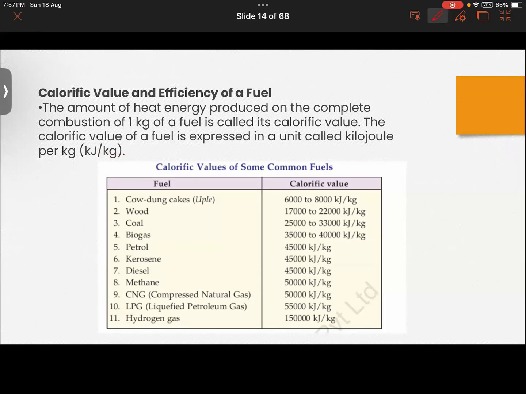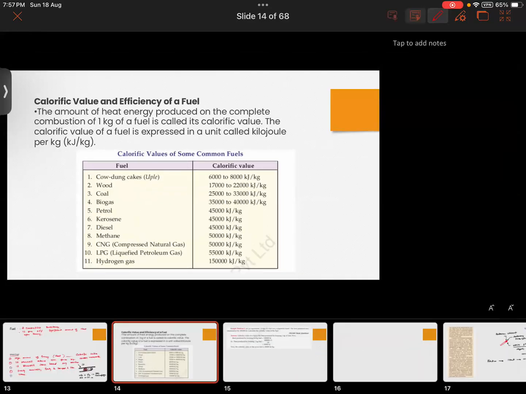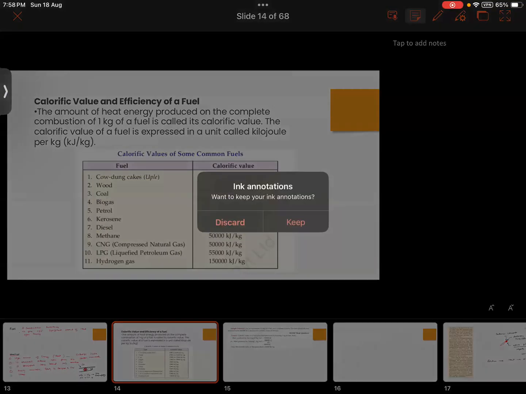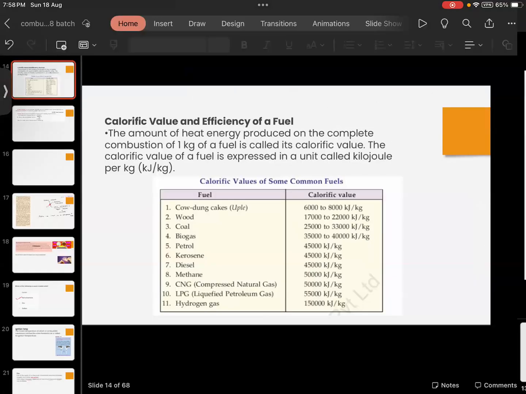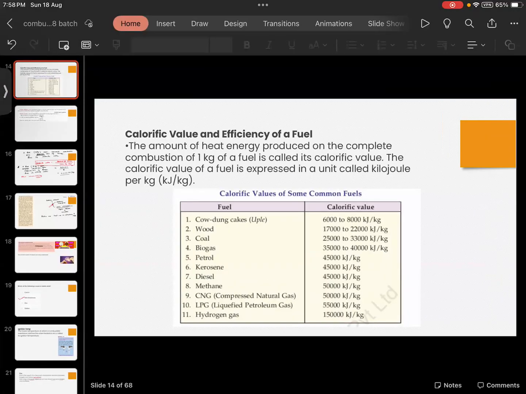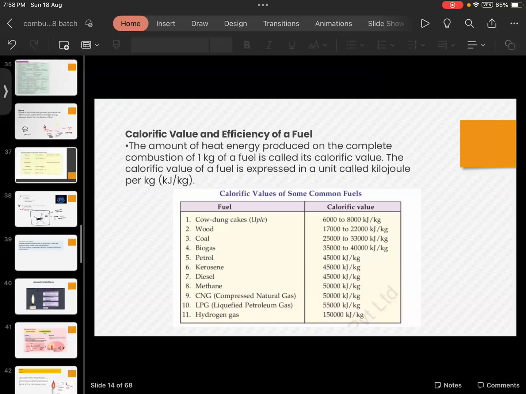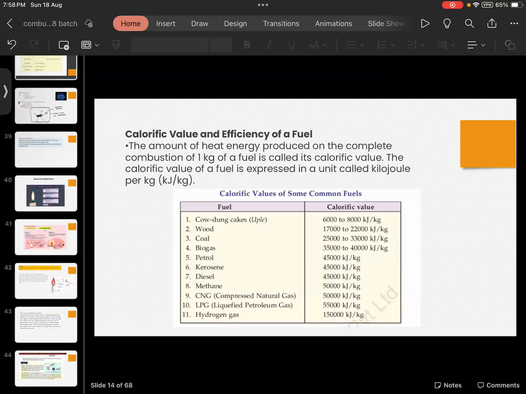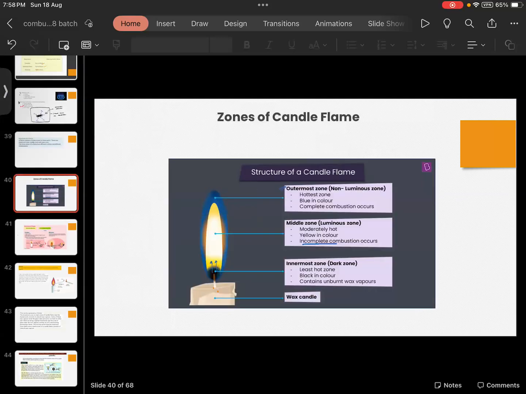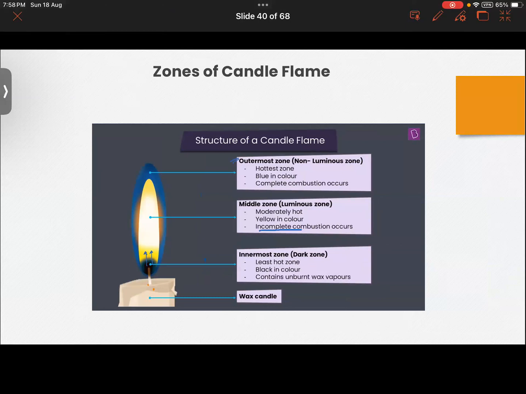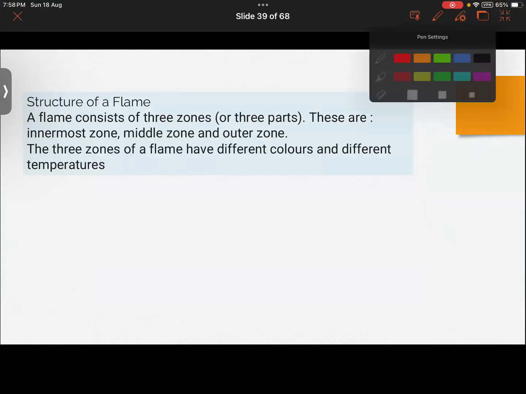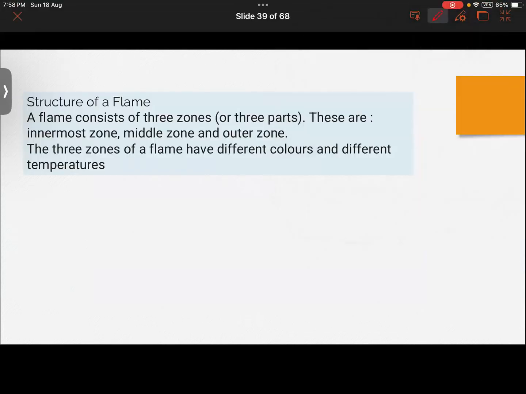Okay. By the way, do tell me about this also. You would have learned about different zones of the candle flame, I believe, in this chapter, right? Yes, sir. Okay, Naeem. So do tell me what are the different zones of the flame of a candle, and what is special about different zones of a candle flame? The outermost zone, the innermost, and the middle zone.